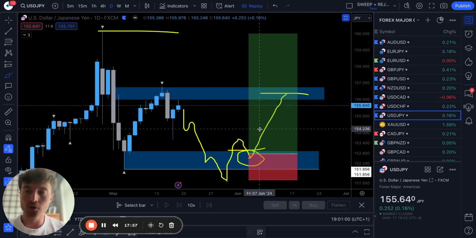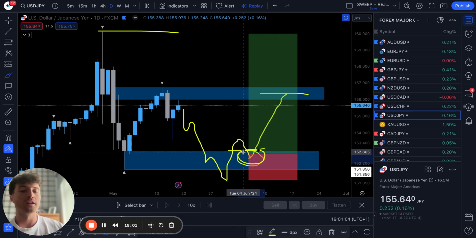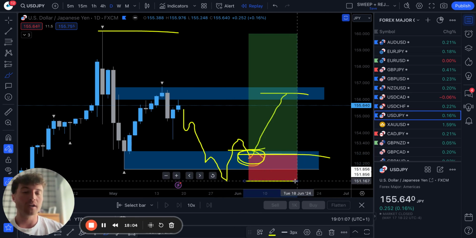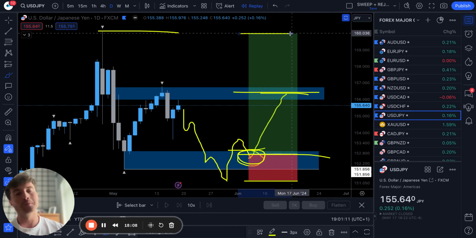So yeah, actionable trade on USD JPY. Once we've seen that manipulation, you've got a clear trade entry here, all mapped out, clear invalidation, first target TP1, and then TP2 up at the highs there. Okay, so that's USD JPY mapped out.